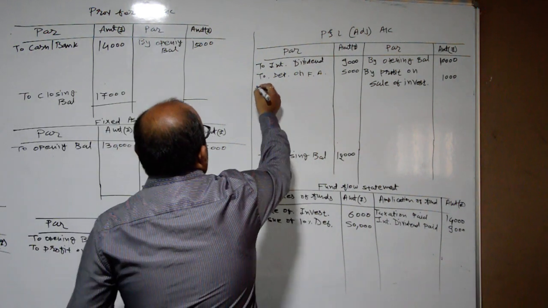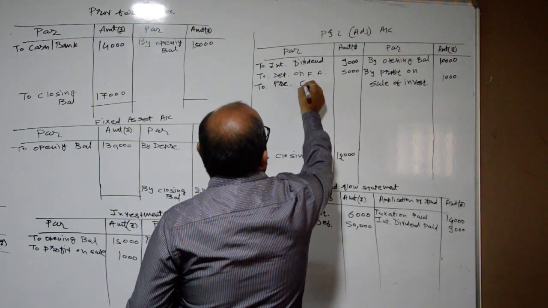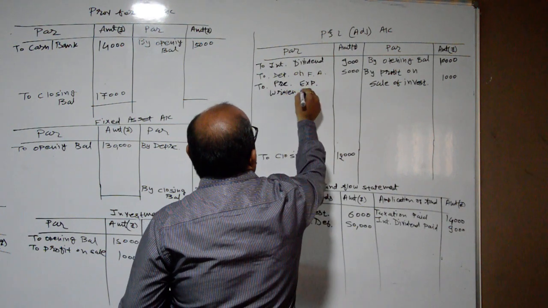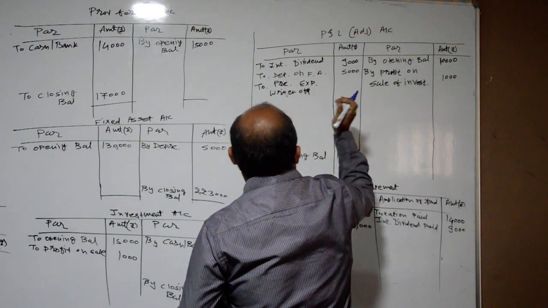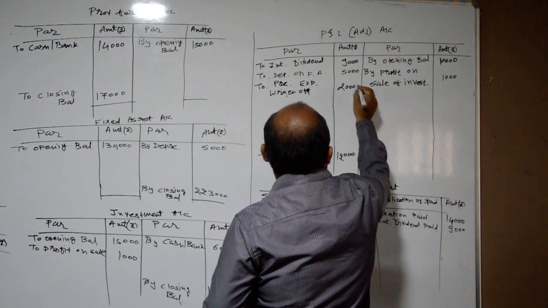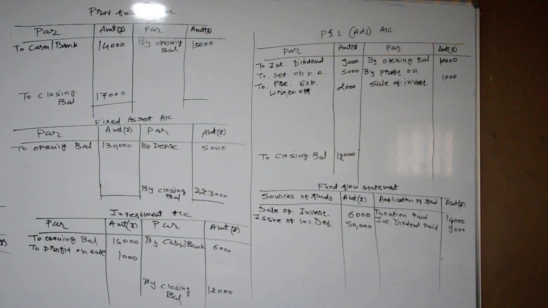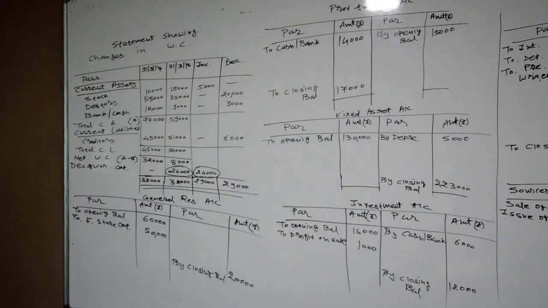Preliminary expense written off, 2,000. Okay, so we have completed our balance sheet analysis here also, so there is no requirement to do anything. So we are closing our ledgers.